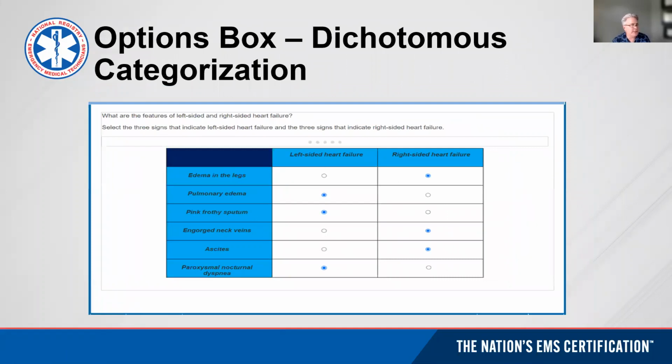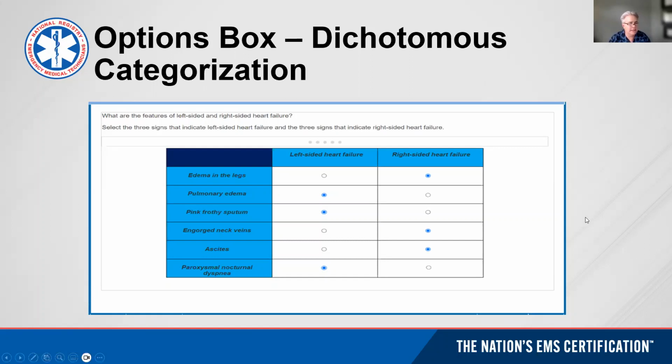So when you examine your patient, we know that edema in the legs is a right-sided heart failure finding. So I would click on that. Pulmonary edema would be a finding for left-sided heart failure. Pink frothy sputum would be a finding for left-sided heart failure. Engorged neck veins would be a finding for right-sided heart failure. Ascites would be a right-sided failure finding. And PND would be a finding for left-sided heart failure. So the candidate would just point and click and answer all those areas.